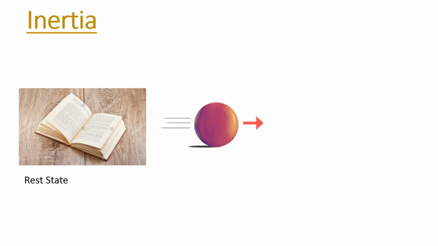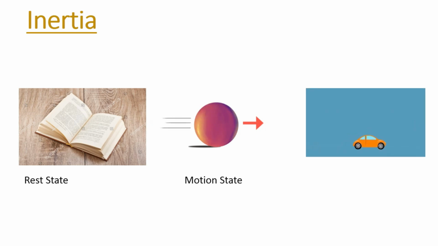Second example is if a ball is moving. So this is which state? This is the motion state. So if it is in the motion state, it tends to remain in which state? Motion state, until we apply a force to bring this object to the rest state. Third is if an object is moving in a straight direction, like a car is moving. So the car will tend to remain in which direction? Straight direction, till a force is applied to change the direction.